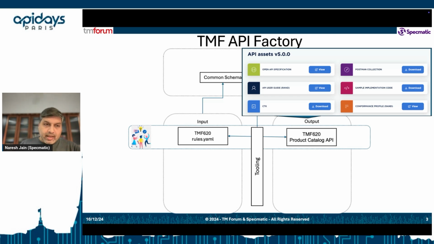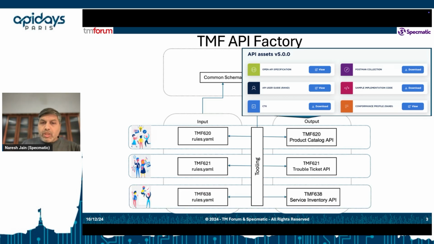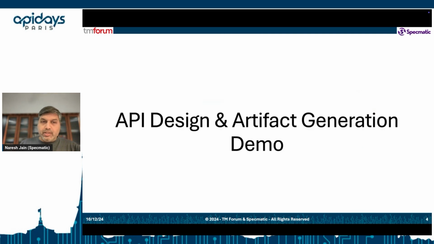This could be a set of members that come together, propose a new API standard, and then build that out using the tooling. Similarly, there could be other members who propose a new API and so forth. So at any given point in time, there are several of these APIs being built in parallel, and the tooling supports this.